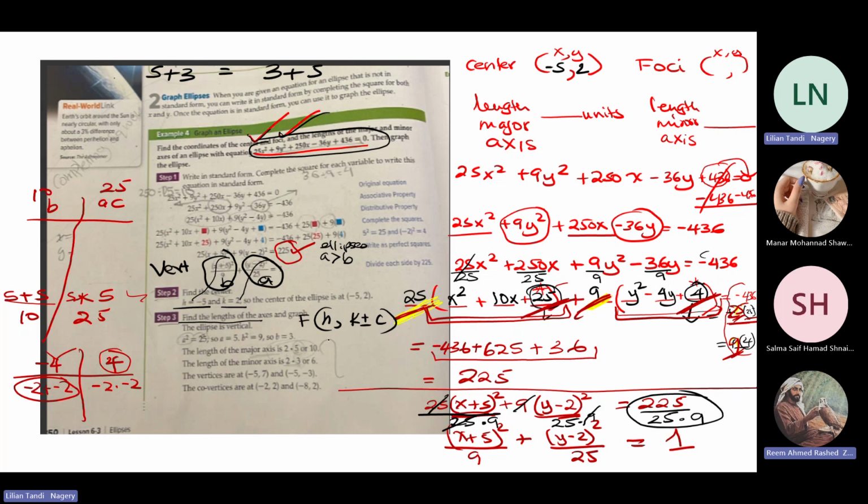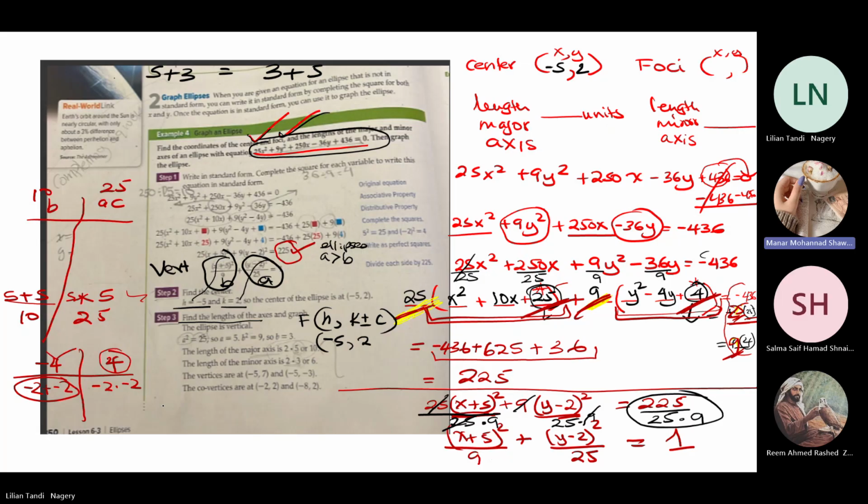So my H is what? -5. My K is what? 2. Who is my C? We know that H will be constant, so we apply the formula for K equal K plus or minus C.